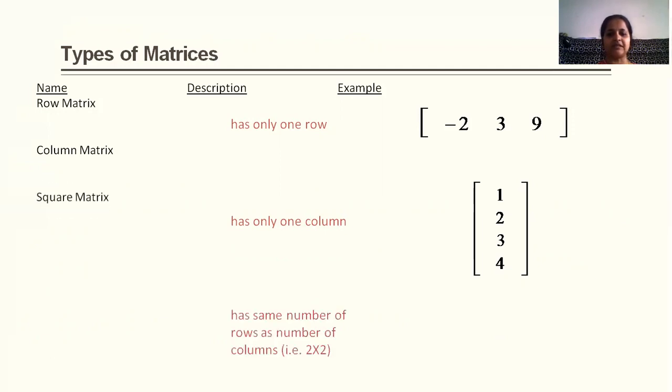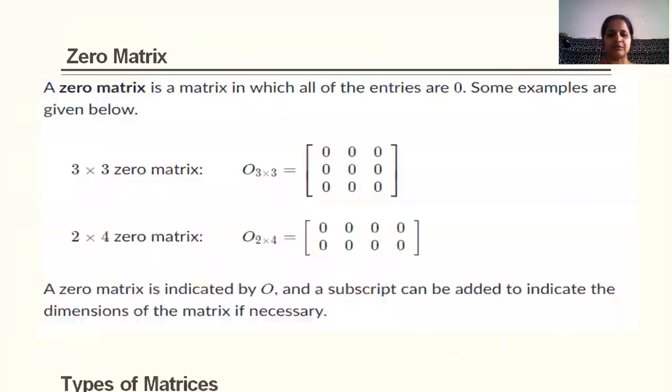Next, square matrix. It has the same number of rows and columns. So here you can see the number of columns is 3, number of rows is 3. So a 3 cross 3 matrix is there. So 1 cross 1, 2 cross 2, 3 cross 3, 4 cross 4, etc. are square matrices. So we can say n cross n is a square matrix. And we can say 1 into n is a row matrix, n into 1 is a column matrix, and n into n is a square matrix.